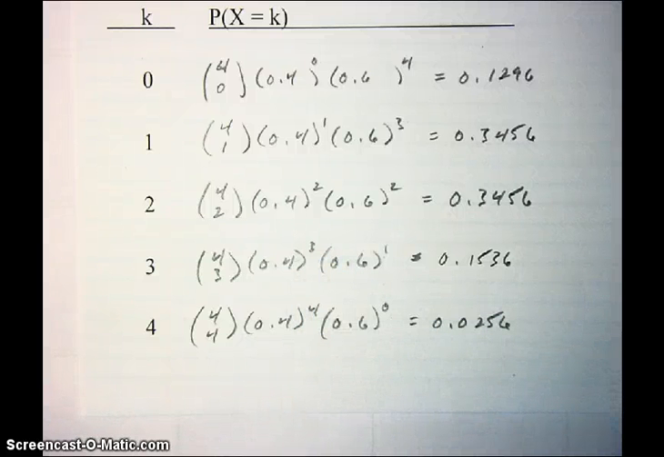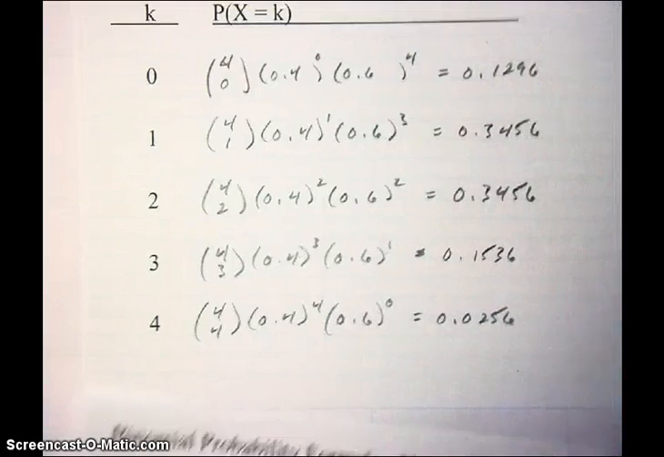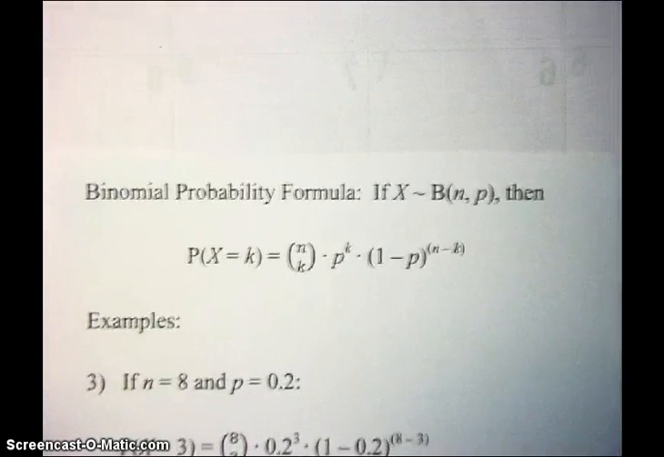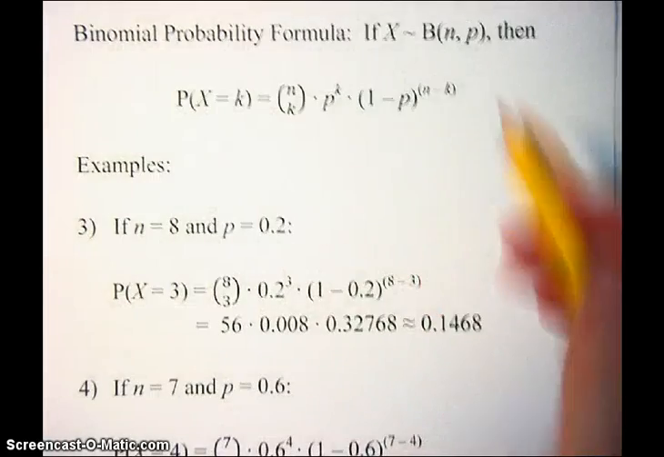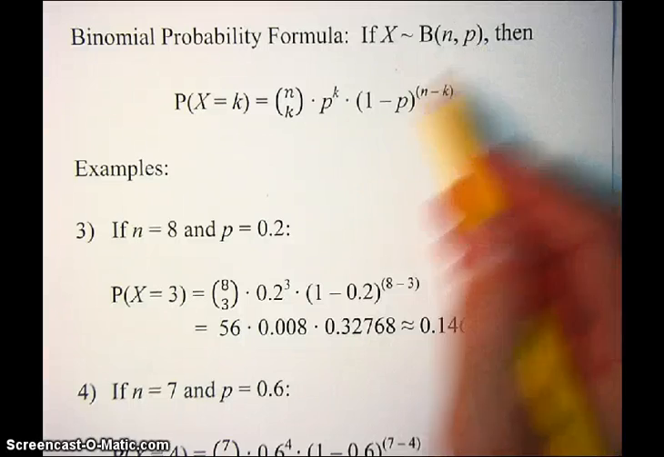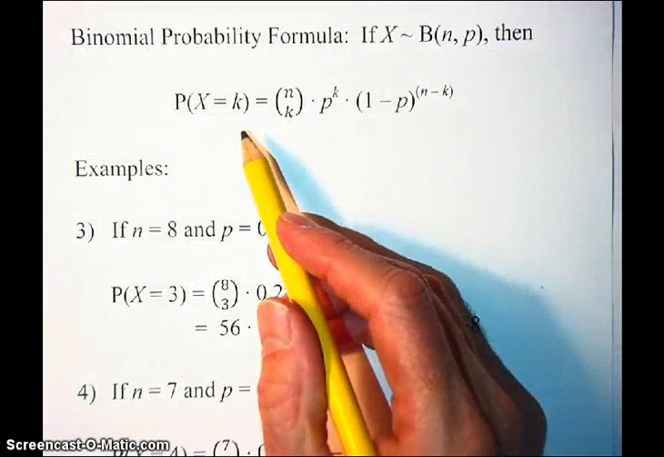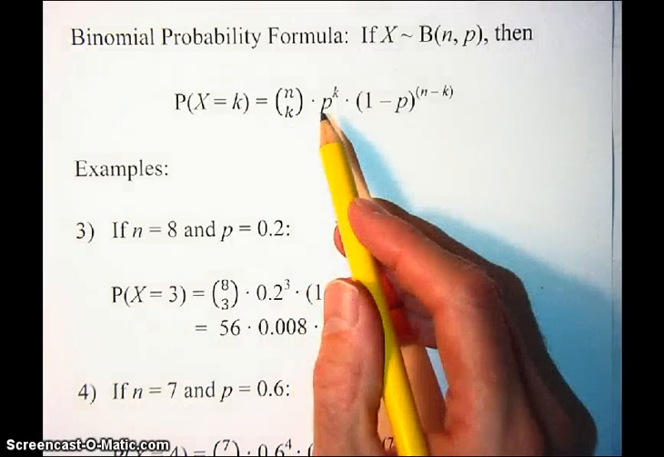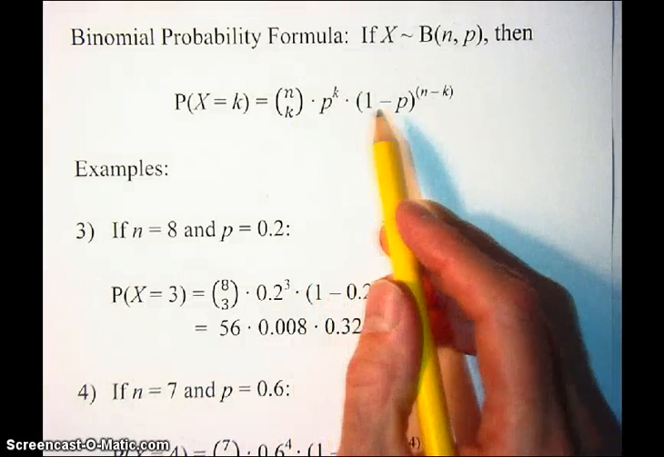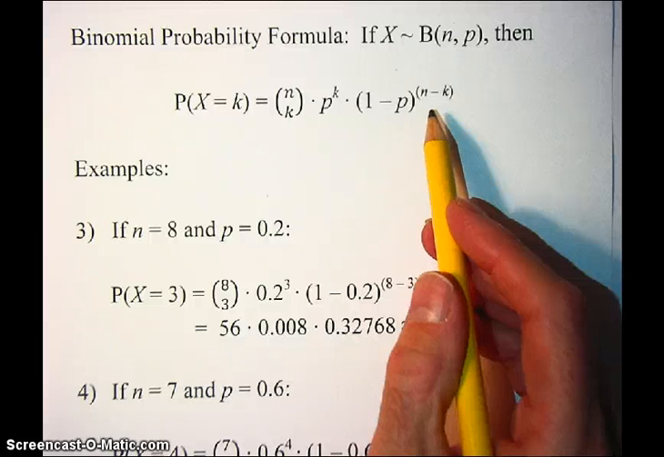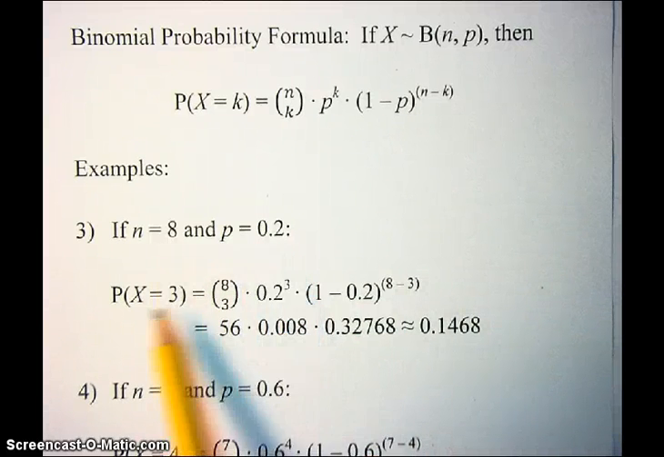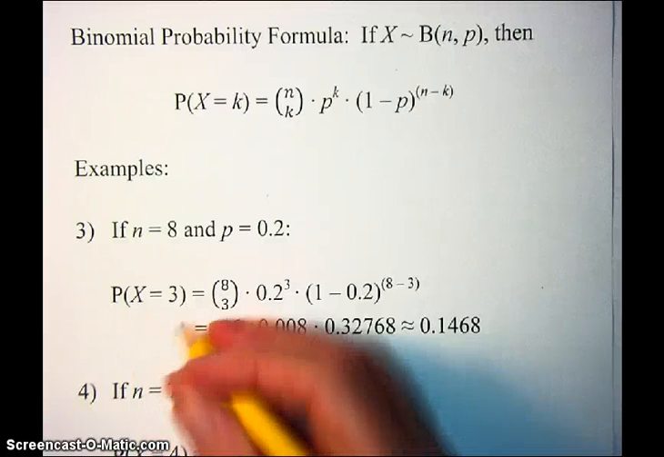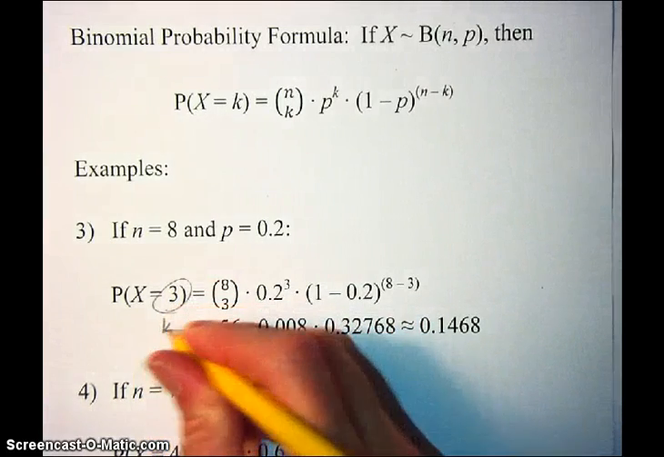So there's a general probability formula that applies to binomial distributions, and it looks like this. If x has a binomial distribution with n trials and a probability p of success, then the probability that x equals some number k is n choose k times p to the k power times 1 minus p to the n minus k power. Here's an example of that. If n is 8 and p is 0.2, then the probability that x is 3, this right here, is k.